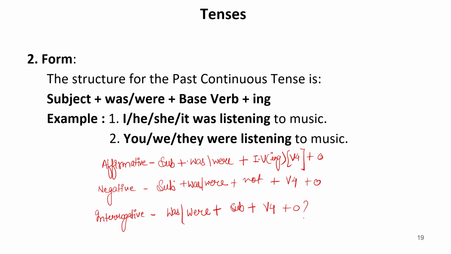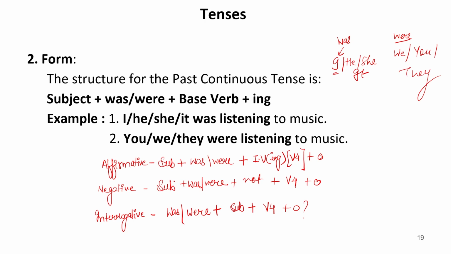Now, here one thing should be kept in mind. We have was, which we use with I, he, she, it. It means with the first person singular and the third person singular. Were is used with we, you, or they. So only with plurals.